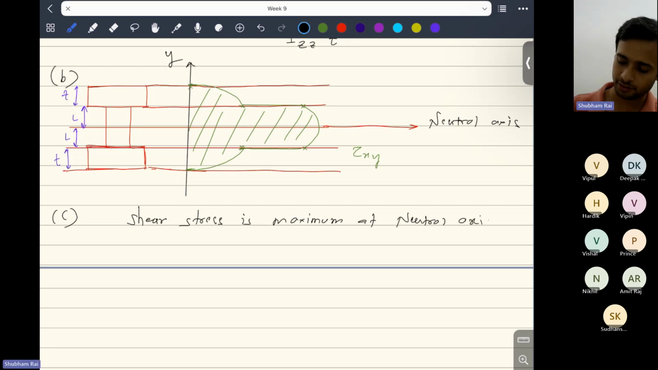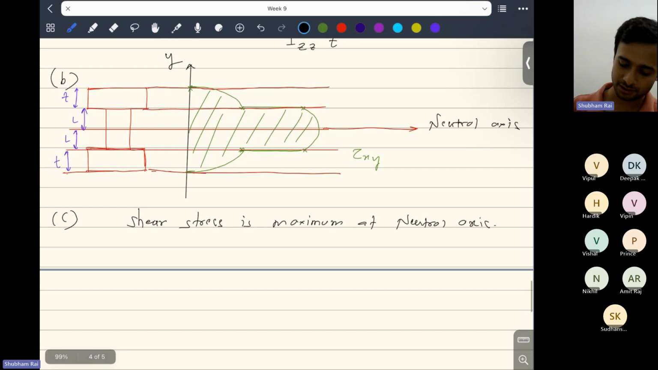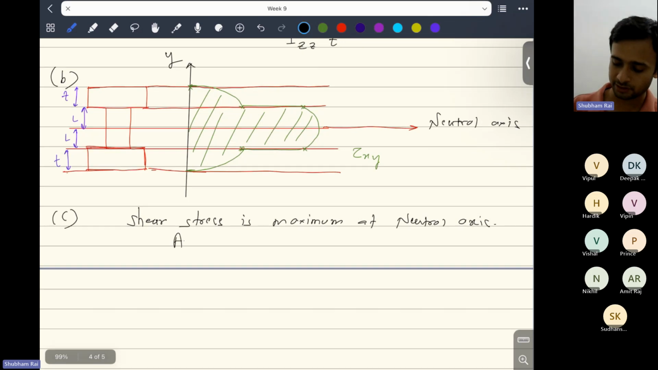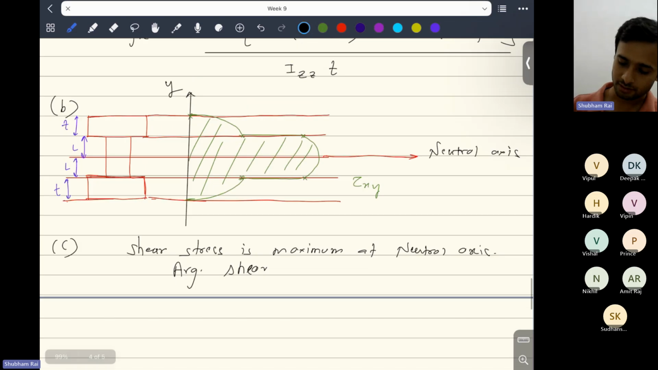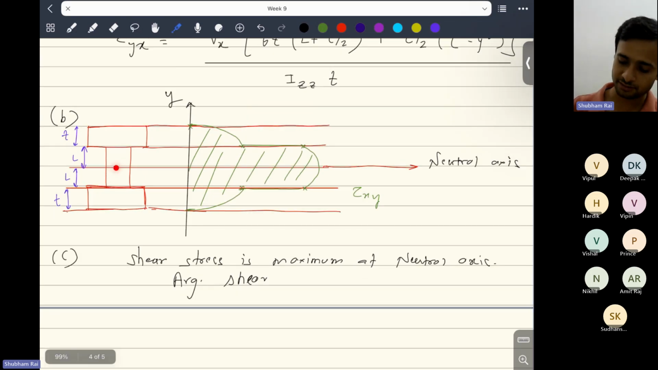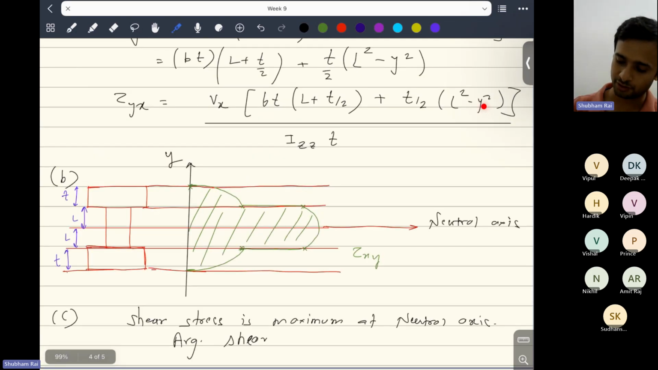And also you have to find the ratio of maximum shear stress to the average shear stress. So average shear stress you can find by this expression. Maximum shear stress you can find, so that will be in the flange. So if you put y is equal to 0 here, you will get the expression for maximum shear stress.